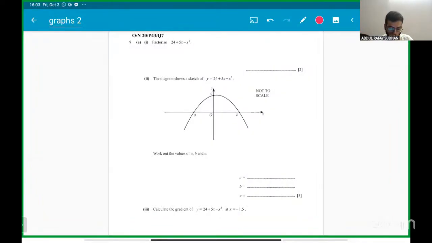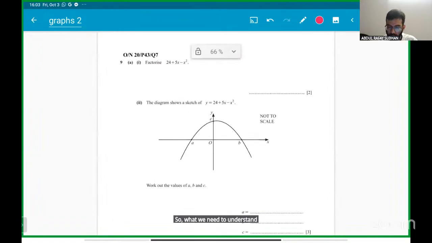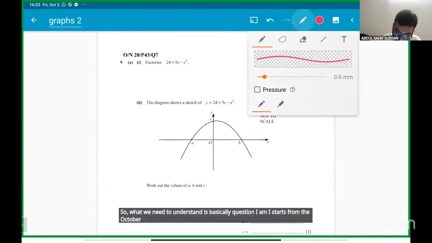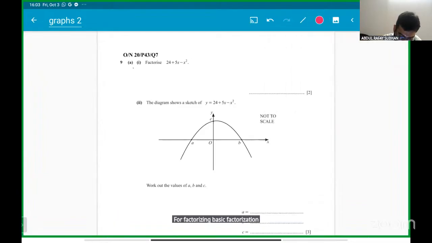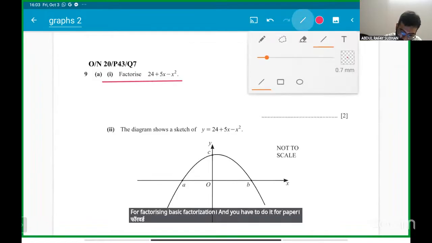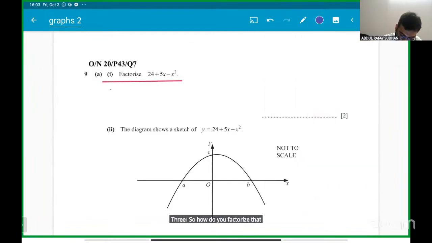So what we need to understand is basically question number 9 from the October/November paper, basic factorization, and you have to do it for paper 4, variant 3. So how do you factorize? That is basic algebra. Okay, so we have 24 plus 5x minus x squared.